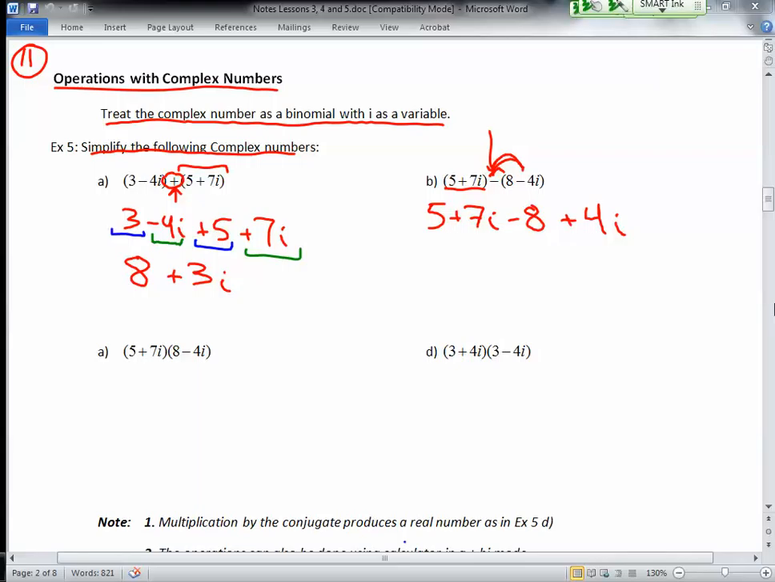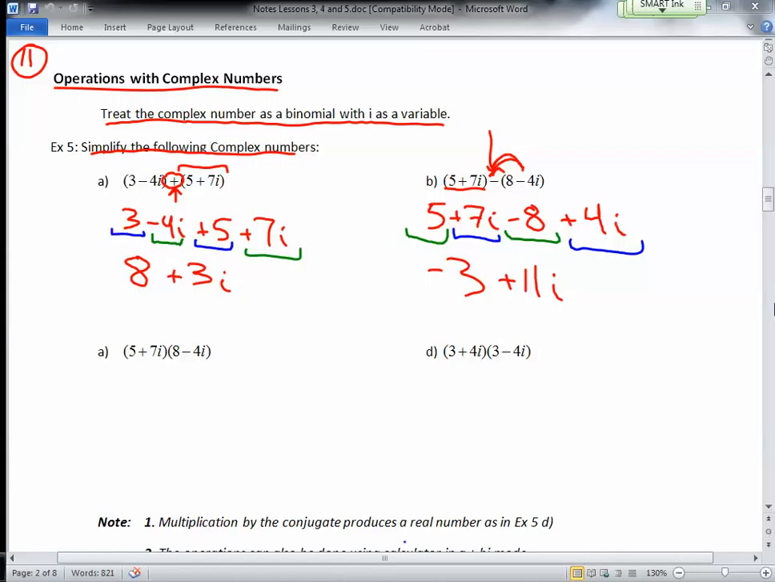So I combine my like terms, a 5 and a negative 8 gives me a negative 3, and a positive 7i plus 4i gives me a plus 11i. Any questions? Ready for the next one?